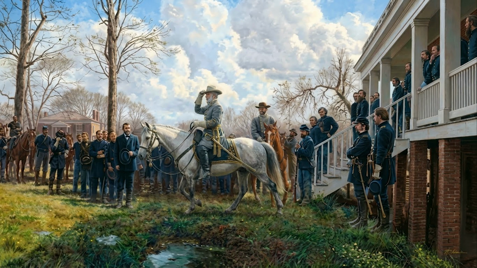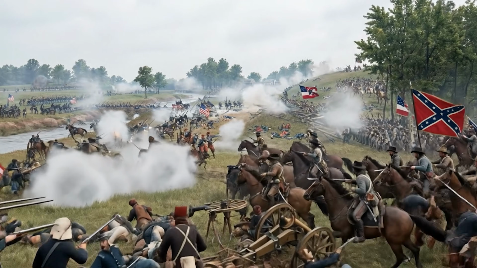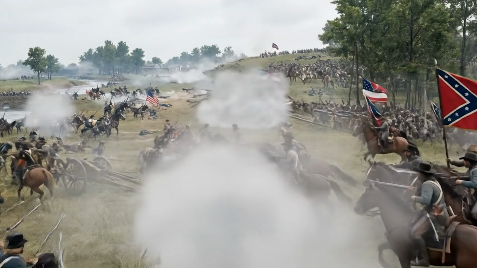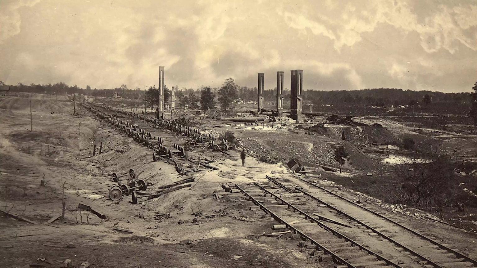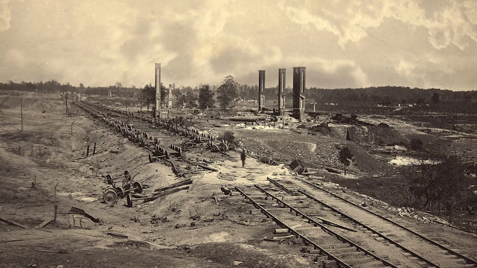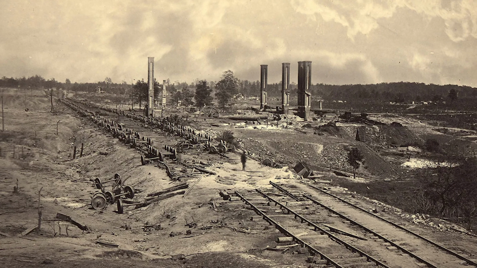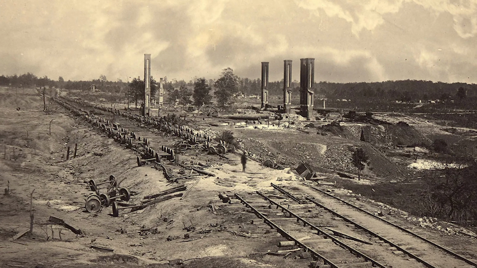Over 620,000 Americans dead, the South's economy in ruins, and scars that will take generations to heal. But the fundamental questions have been answered. The United States is one nation, indivisible, and slavery has no place in it.